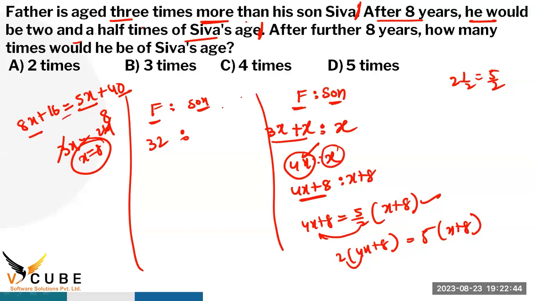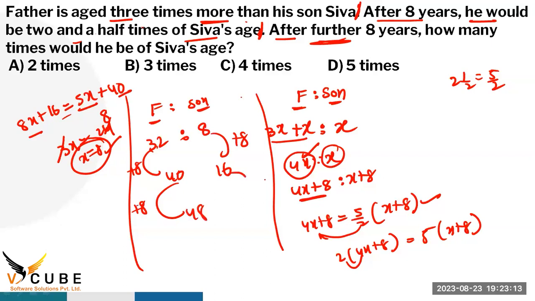Son's age is 8 years and father's age is 32. Is that clear? Yes, sir. Okay, right. Read the next statement: after 8 years, that means plus 8. 32 plus 8 is 40, and 8 plus 8 is 16. Further 8 years: 40 plus 8 is 48, and 16 plus 8 is 24. Now son's age is 24 years and father's age is 48 years. How many times? 24 into 2 is 48, so it is two times.